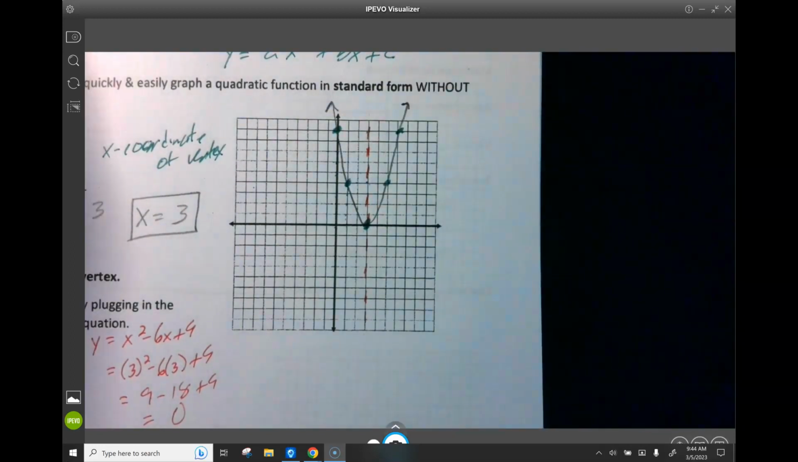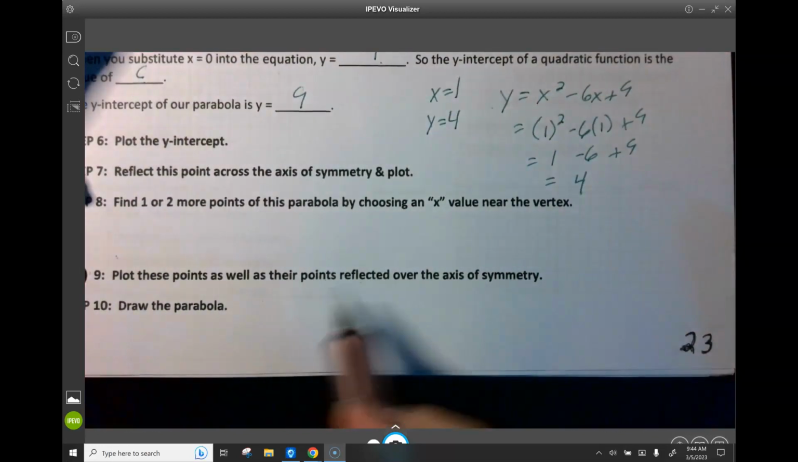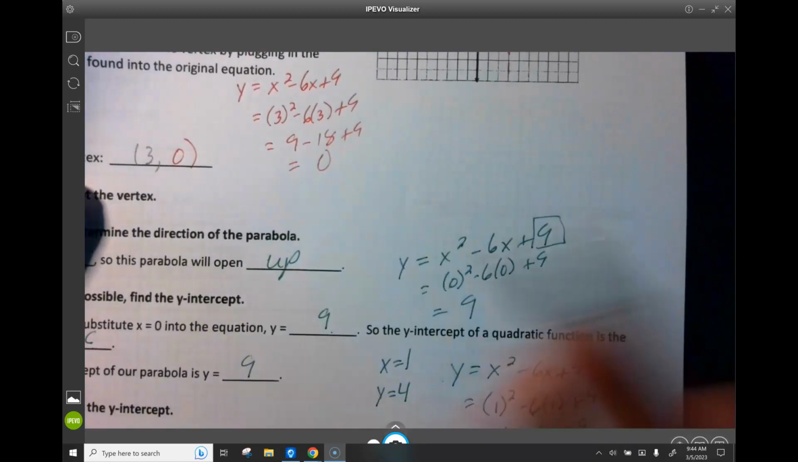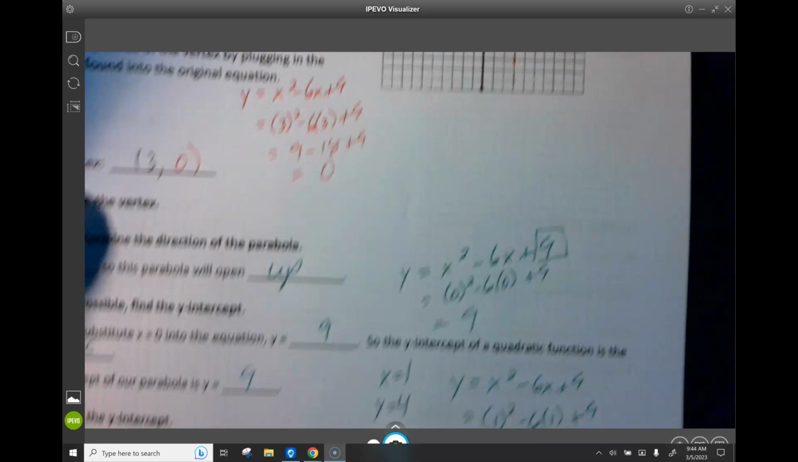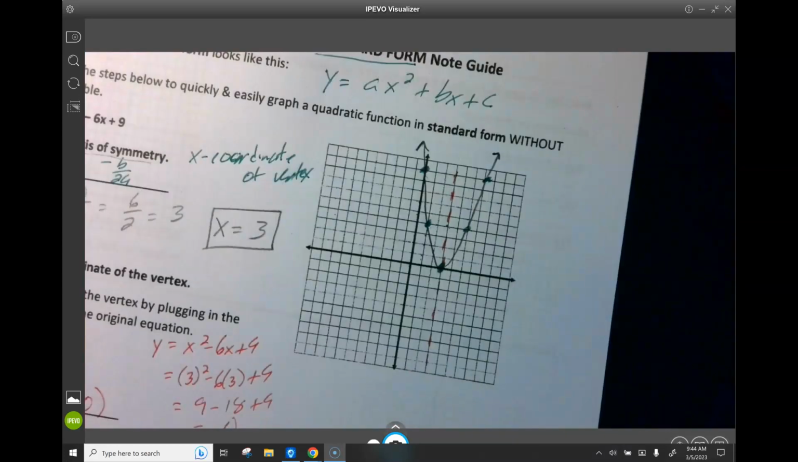Okay? So this gives you all the steps. Plot these points, draw the parabola. So remember, this is your buy one, get one. You find the y-intercept, you get 1 free. You find a point, you get 1 free. So it's a buy one, get one. Okay, let's go to the next page.